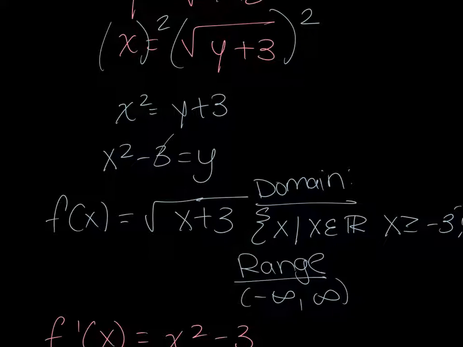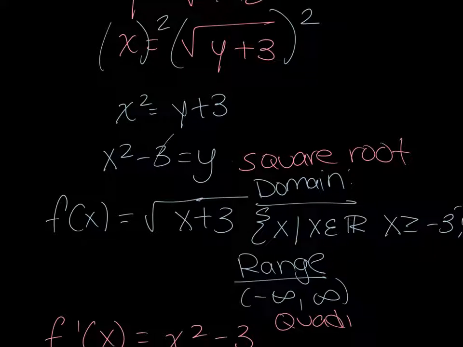All right, so now we're going to go into a quadratic. This one is a square root. This is where we started off. And then we're going to go to a quadratic. So my inverse of a square root is a quadratic. The inverse of a quadratic is a square root. So my domain here for any quadratic is going to be all real numbers.